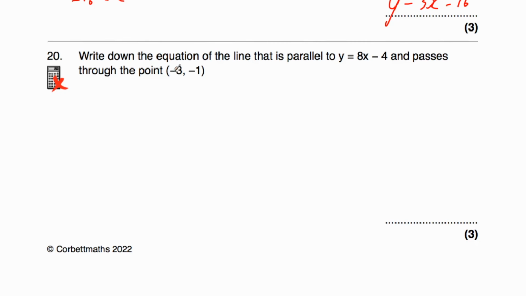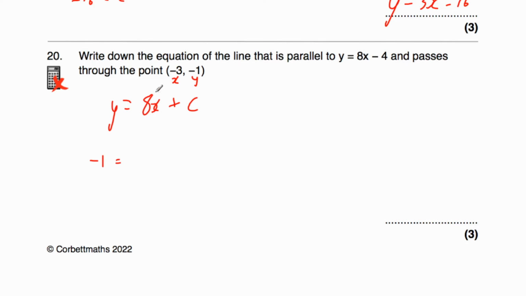So question number 20, write down the equation of the line that's parallel to y equals 8x minus 4 and passes through the point -3, -1. So because it's parallel to y equals 8x minus 4, it'll have the same gradient of 8. So we're going to have y equals 8x plus c. And we want to find c where it crosses the y-axis. Now if we have a look at our coordinates, we've got -3, -1. So x is -3 and y is -1. And let's substitute those in and see what we get. So we'd have -1 for y equals 8 times x, which is 8 times -3.